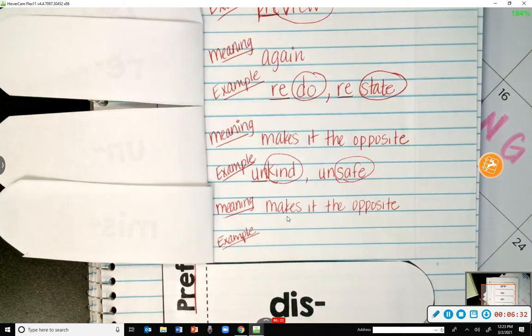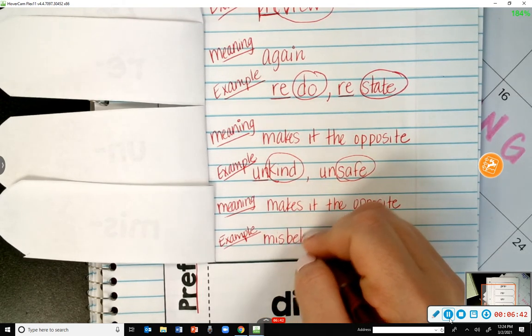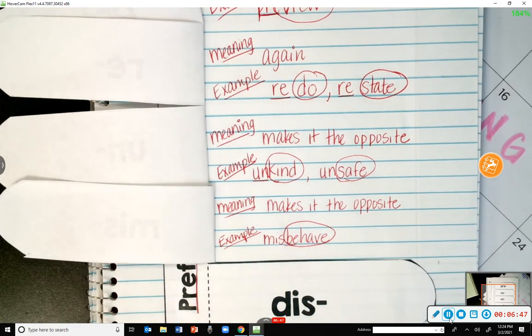Can y'all think of one? Misbehaved. Okay. So if I behave, that means I'm being good. If I misbehave, then that means I'm being bad. So putting mis in front of that word made it the opposite. Very good, Aaliyah.